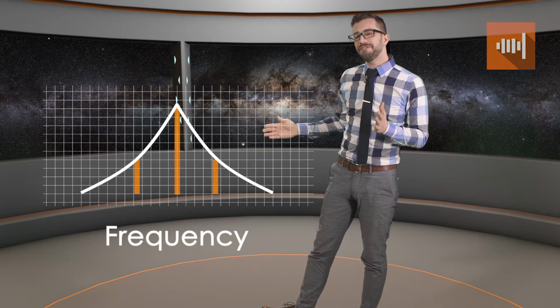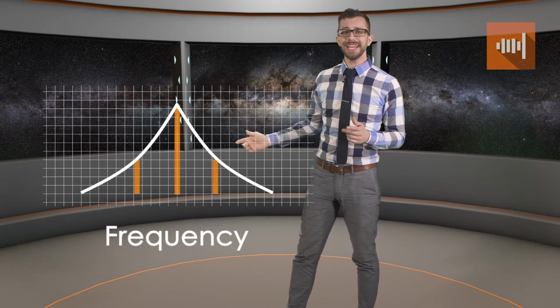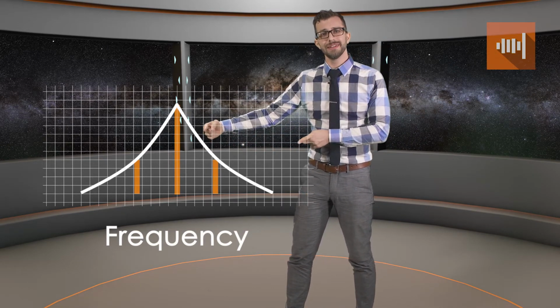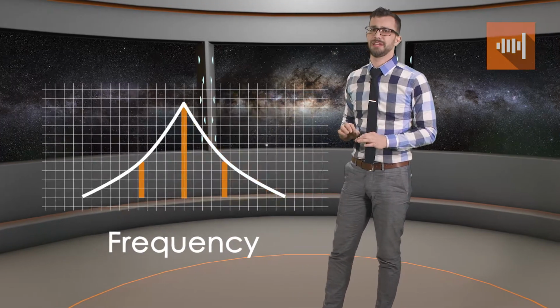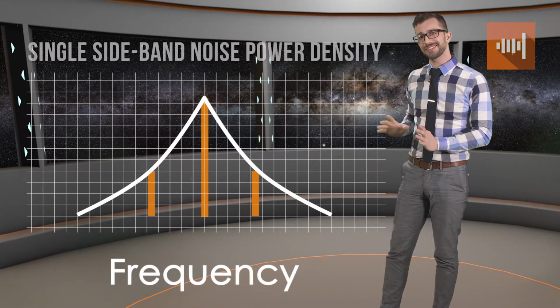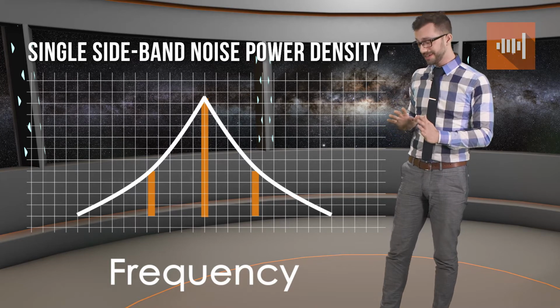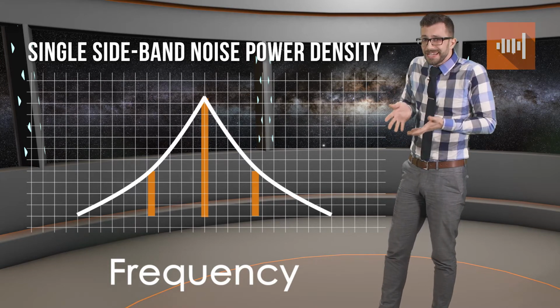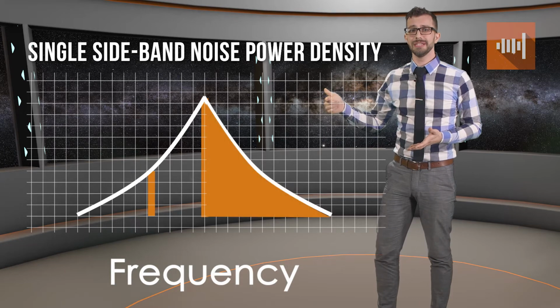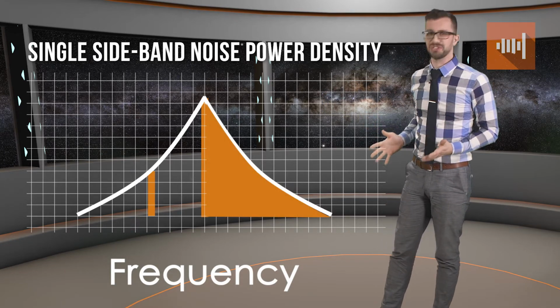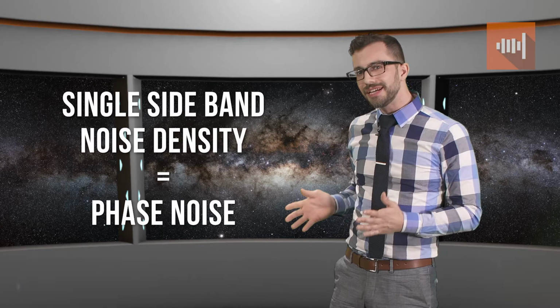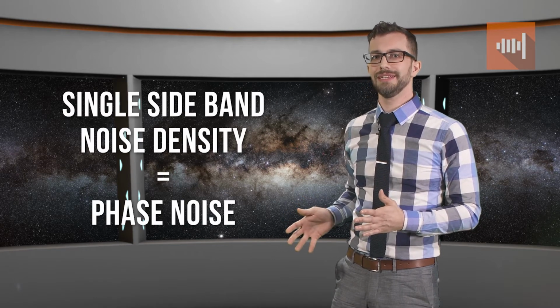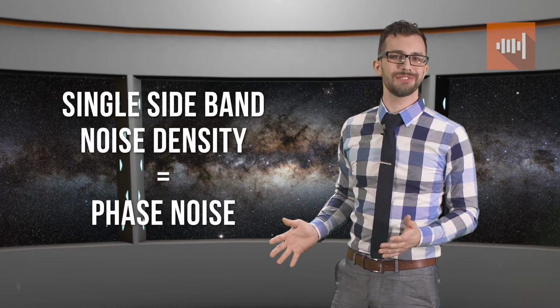If we look at that graph again, we can actually measure the phase noise present. The areas to the left and right of the signal, they're called sidebands. If we look at the right sideband, just the right sideband, at what is called the single sideband noise power density, well, everything here beyond the signal frequency can be considered phase noise. So really, single sideband noise density is phase noise.